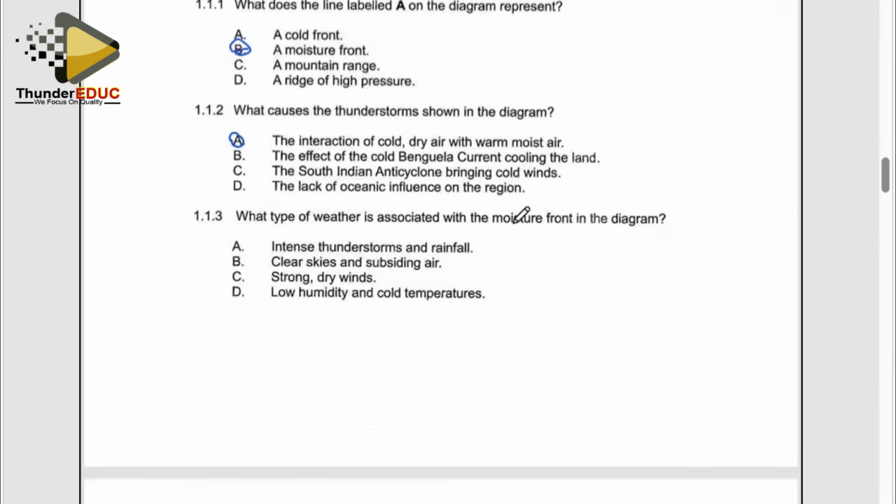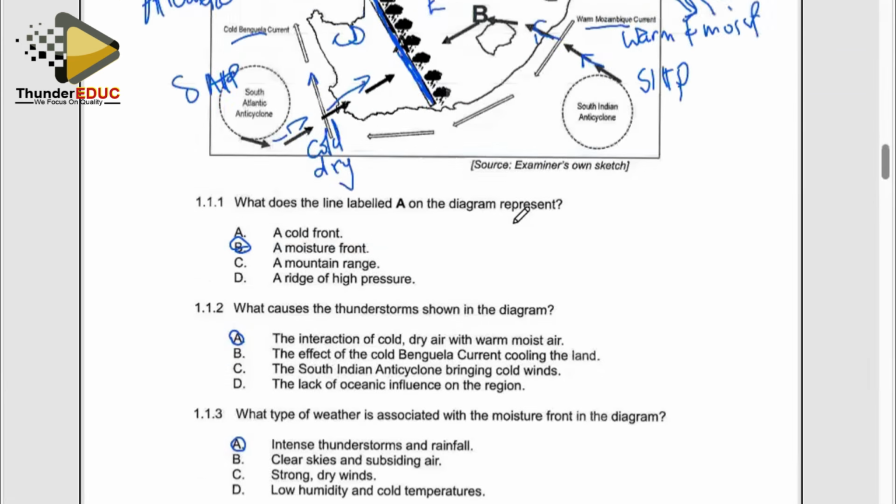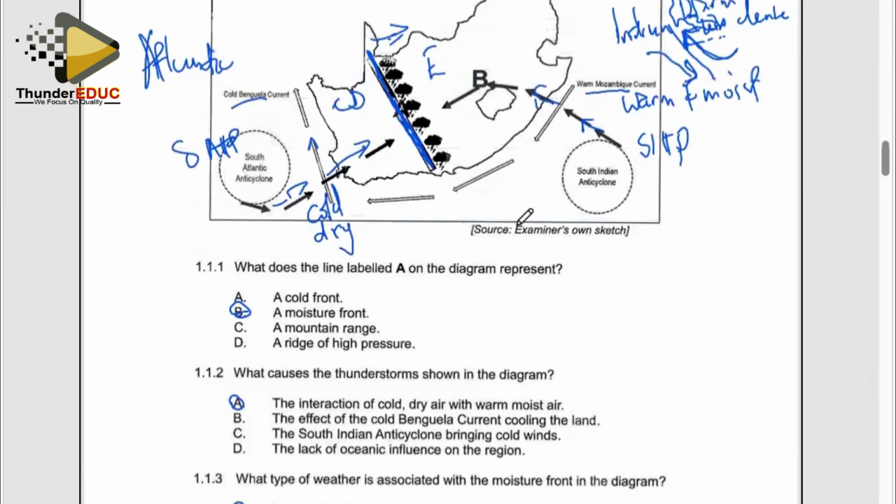Right. What type of weather is associated with the moisture front in the diagram? If we look at the type of weather there, we tend to find that the weather we're going to experience is typical weather with intense thunderstorms and rainfall. We call them line thunderstorms. They happen along the moisture front.